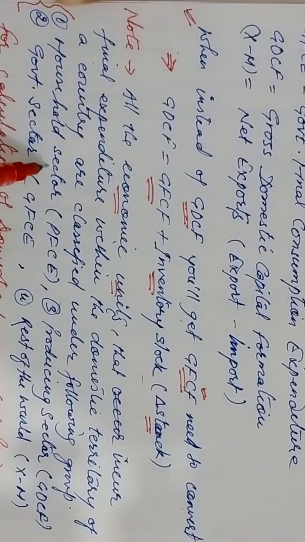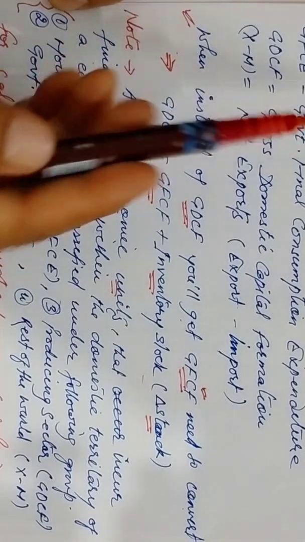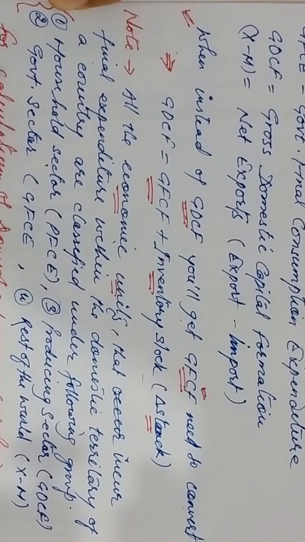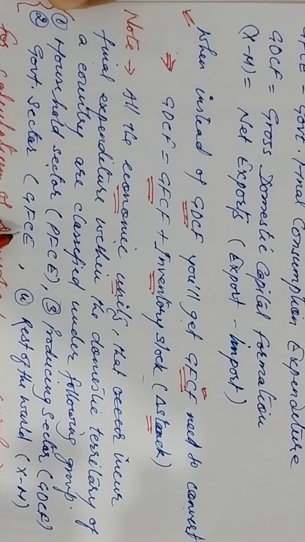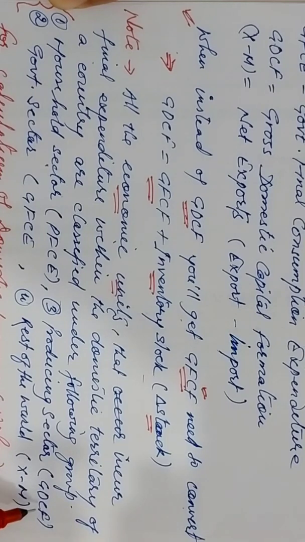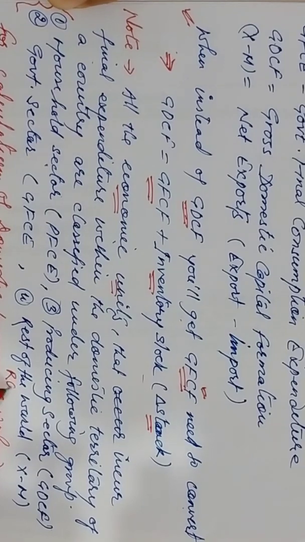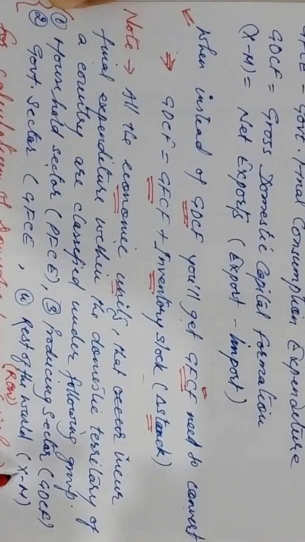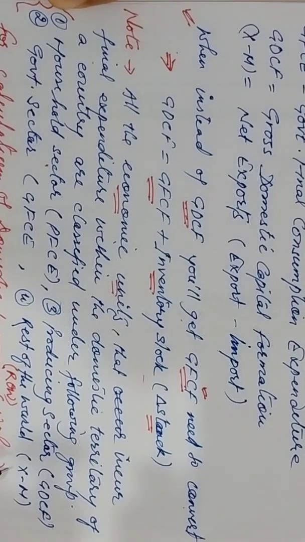First is the household sector, which is also known as private final consumption expenditure. Second is the government sector, which is GFCE, government final consumption expenditure. Third is the producing sector, known as GDCF, gross domestic capital formation. And last is the rest of the world, which we also call ROW in short form. That means export minus import, or net export. Rest of the world means trading, import and export, so net export is the difference between export and import.